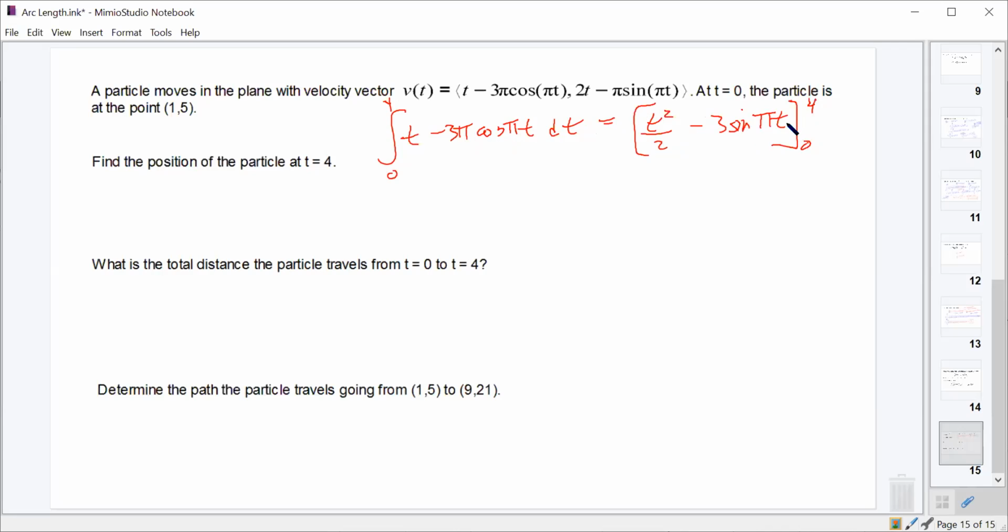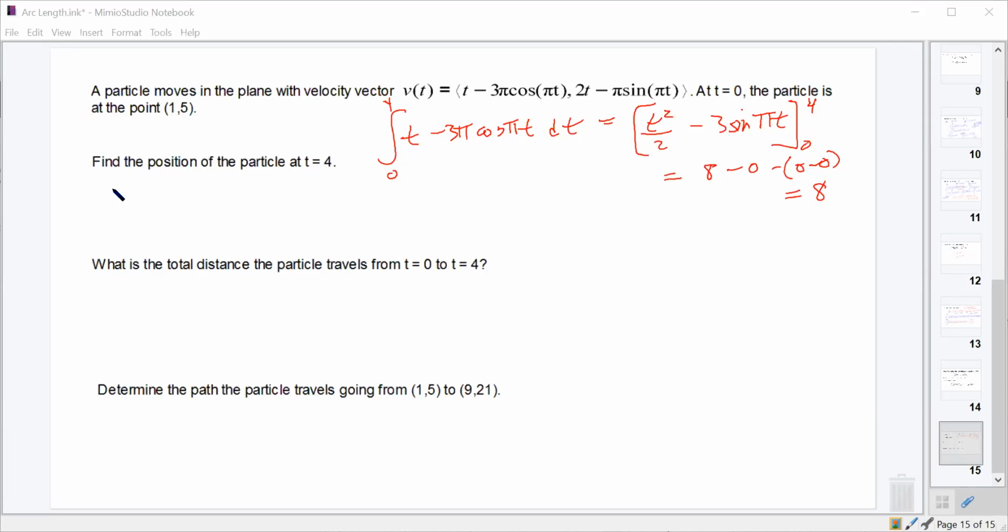Integrated from 0 to 4. And what does that give us? It gives us 8 minus sine of 4 pi, which is 0, minus 0 minus 0. Just gives us a displacement of 8 for the x component.